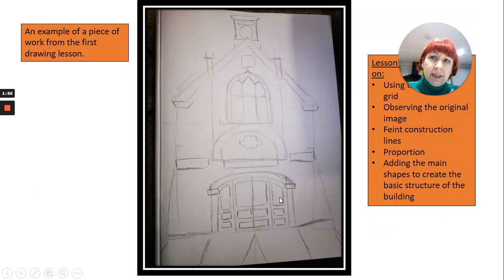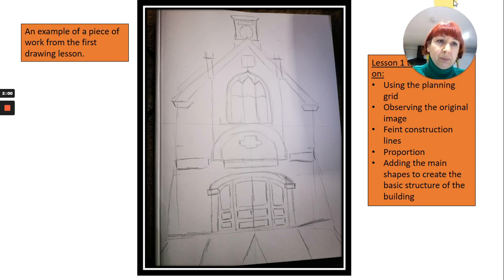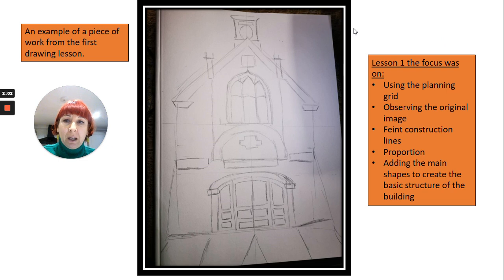Now, this is an example of a piece of work from the first drawing lesson. As you can see, your pieces should look similar to this. So use the planning grid, observed the original image, used faint construction lines, thought about proportion using that whole page, and added the main shapes to create the structure of the building. In terms of adding those main shapes, we're talking about those geometric shapes. So at the moment there's no detail. I haven't put much detail. These are just the main shapes, those main construction lines. I haven't moved on to detail yet.